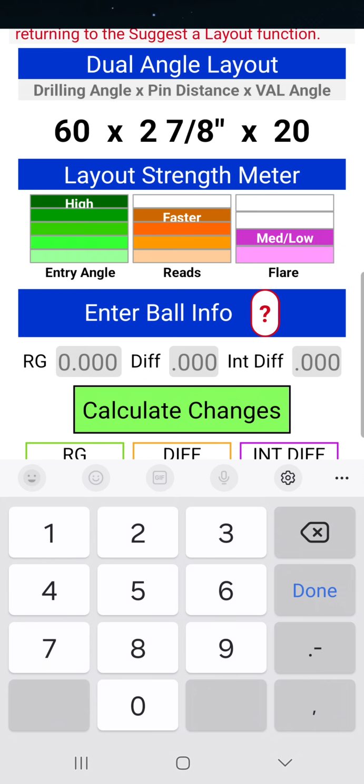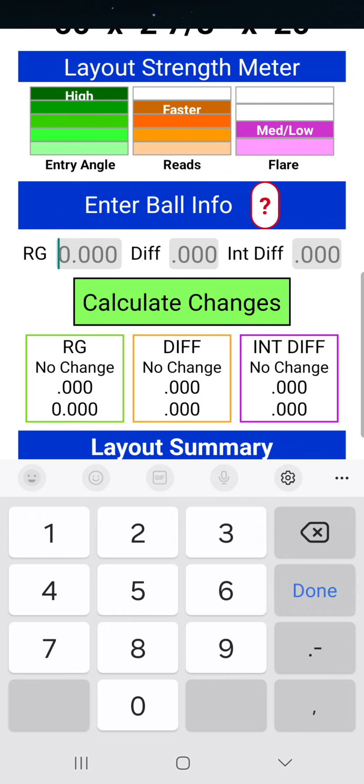specs of the bowling ball in here, it will tell you how that drilling would change the RG, the diff, and the intermediate diff. So let's just put any odd numbers in here for now. 2.48 as the RG. Can I use commas? I don't think I can. As the diff, let's say 0.050. And as the intermediate diff, let's say 0.020.